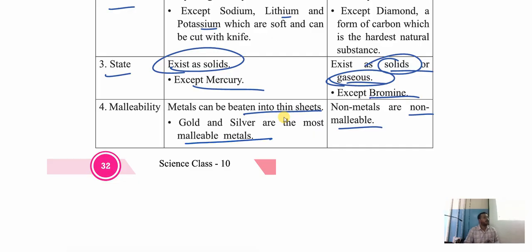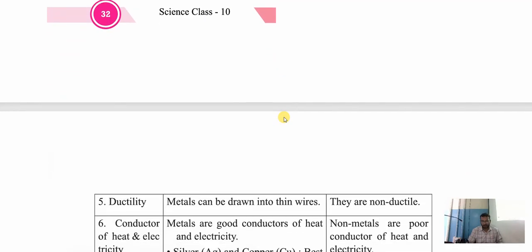If you melt gold, you can make any kind of ornaments, thin ornaments. You may have seen jewelry, rings, chains, lockets. That is called thin sheets. We can change metals into thin sheets. Whatever shape you want, you can convert it into that. If you change metal into thin sheets, that property is called malleability.